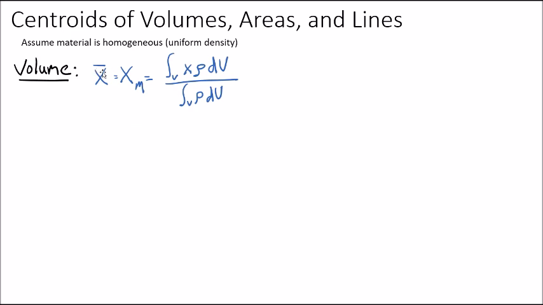Another useful topic is to determine the centroids, or the position of the centroid, of a volume, area, and a line. For a centroid, we will assume that our material is homogeneous, therefore it has a uniform density. Let's go back to the equation for x bar, the x position of the center of mass. Recall that that was equal to the integral over the entire volume of x times the density dV over the integral over the entire volume of the density dV. If density is constant, we can pull it out of the integral and cancel it out.